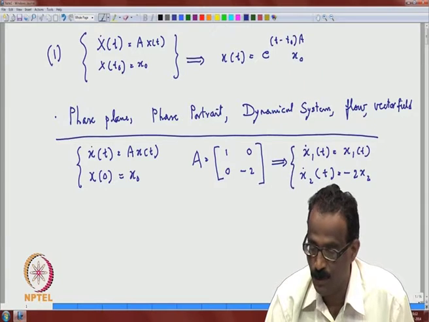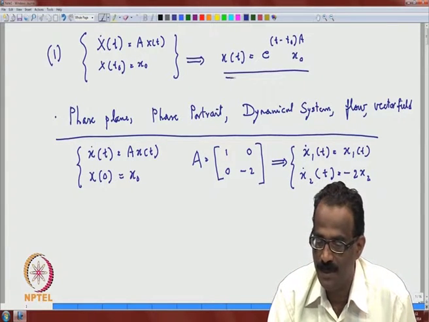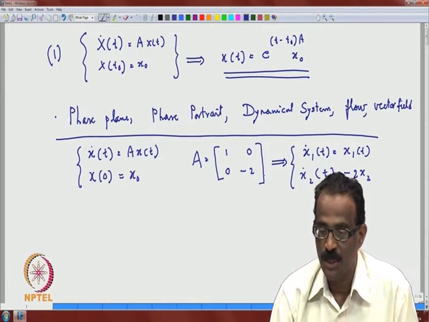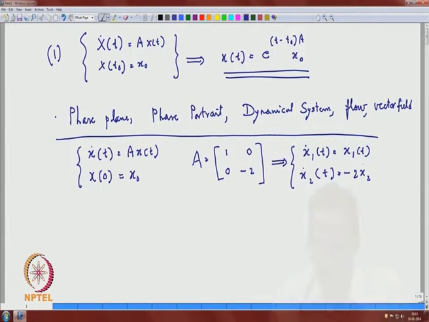Now you know how to write the solutions. Either you can directly use this formula because it is a diagonal matrix, so you know how to compute that, or you can solve here whatever it is, the solution will look like this. The solution x of t, starting from the initial point, is written as e power A t, and e power A t is nothing but the diagonal matrix with e power t and e power minus 2t, times x naught. If you want it component wise, you will have x1 of t.